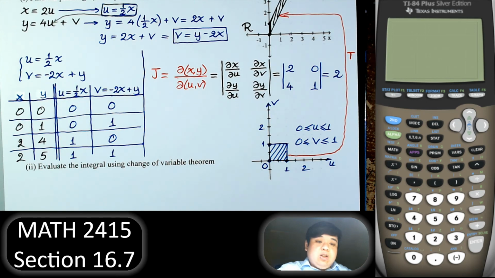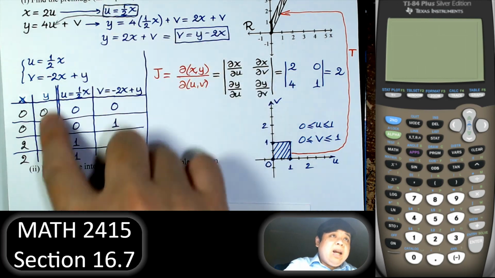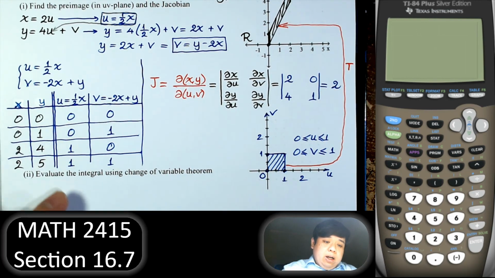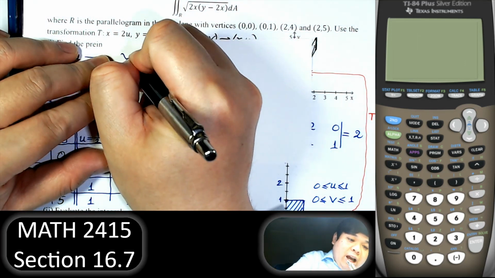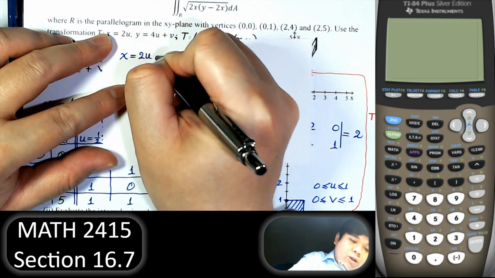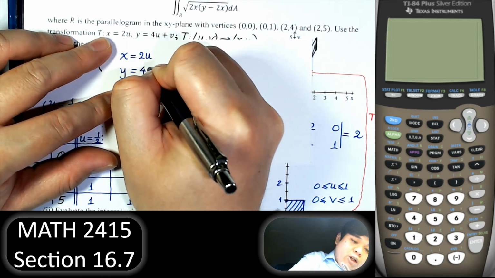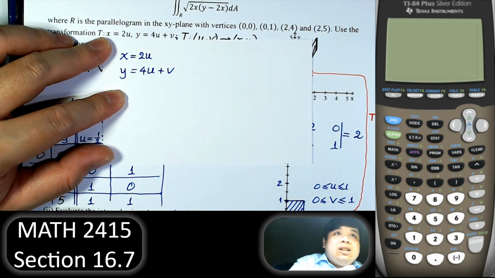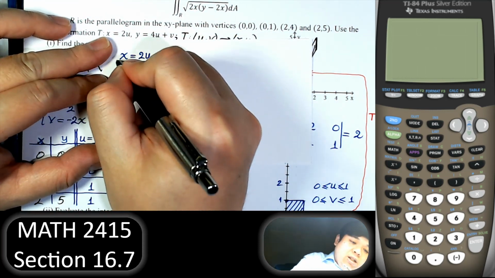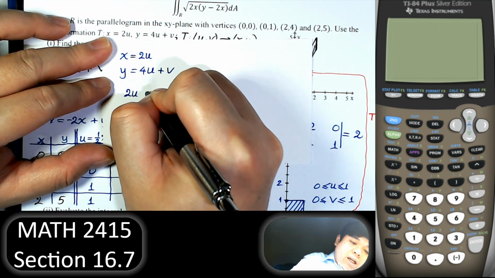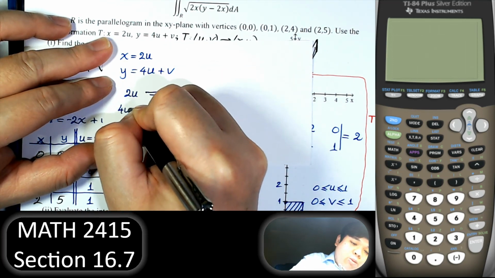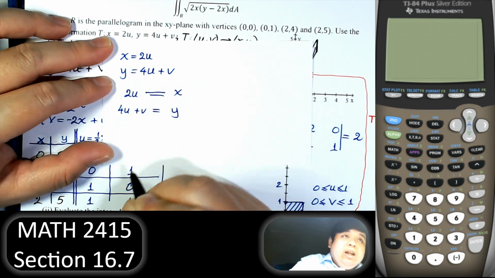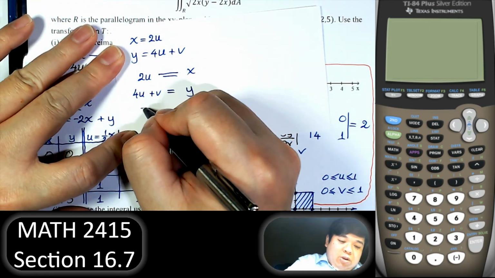Another way to do this is to solve the system of equations. So we can do it like what I'm showing here, or there's another way to find the points. I will write out in the matrix form x equal to 2u and y equal to 4u plus v. Instead of writing like that, I will write 2u equal to x, 4u plus v equal to y. So I can write this in the matrix form.